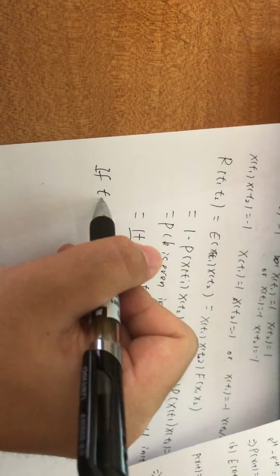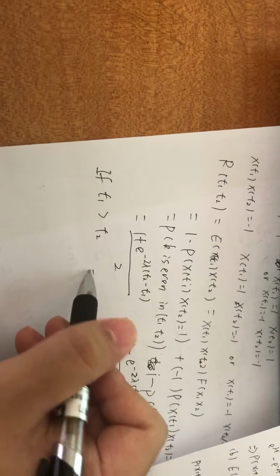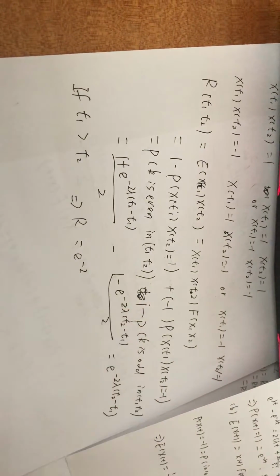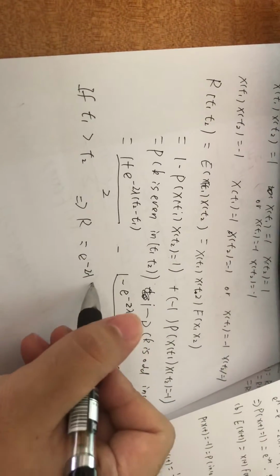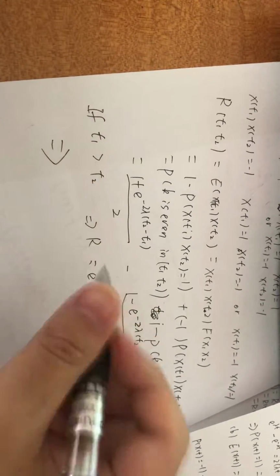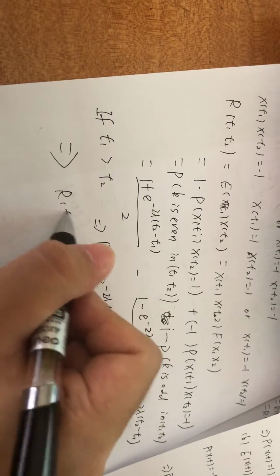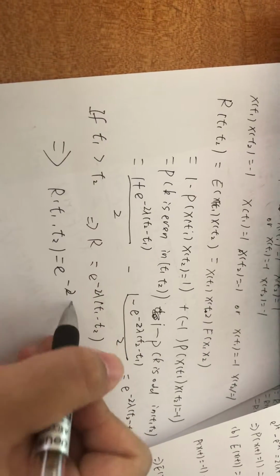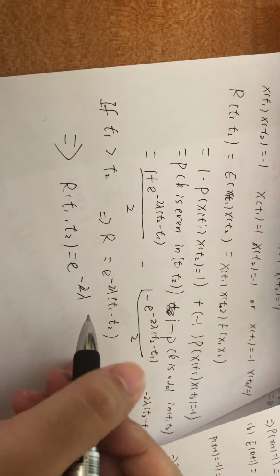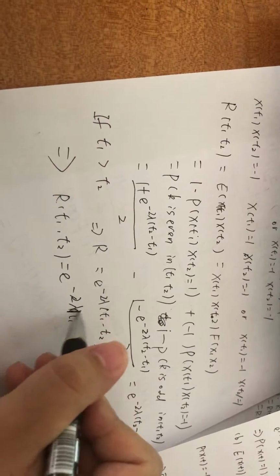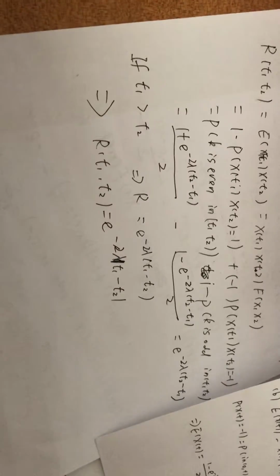If t1 greater than t2, then we have R equal to exponential negative 2 gamma (t1 minus t2), and in summary of the two situations, we have R(t1, t2) equal to e to the minus 2 gamma, exponential negative 2 gamma absolute value of t1 minus t2. So that's the third question.